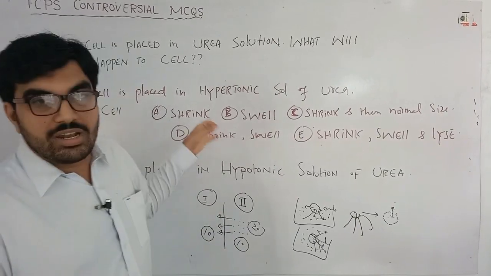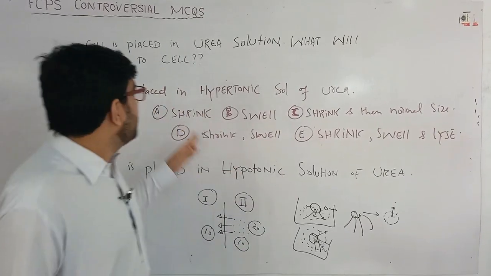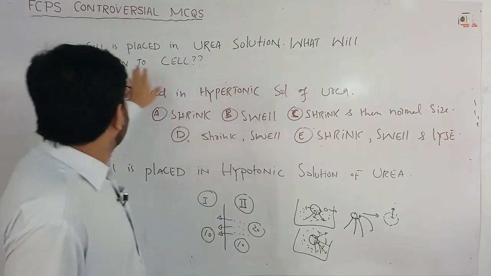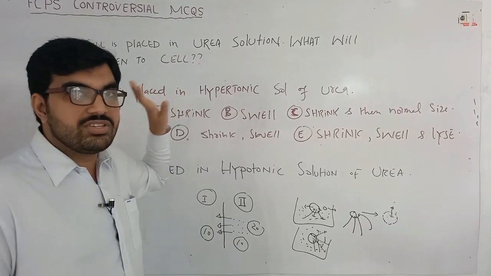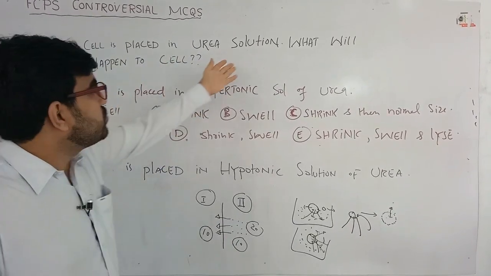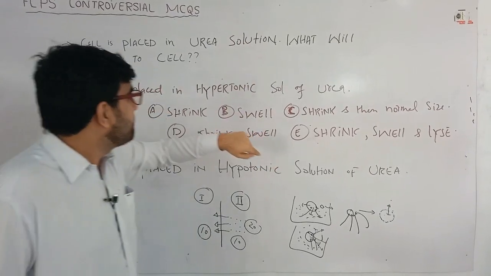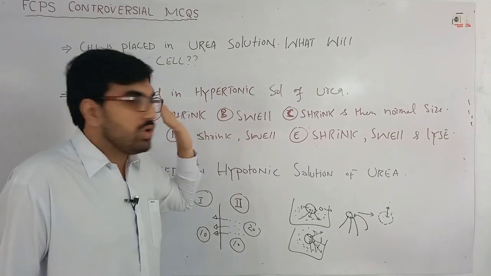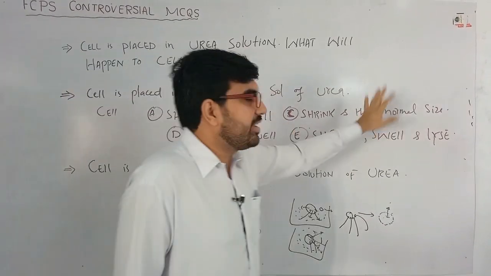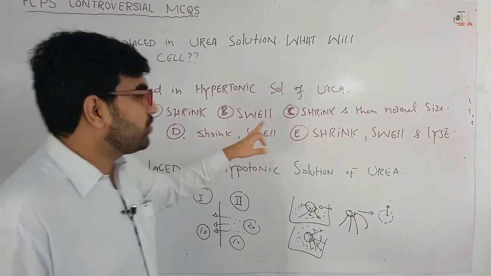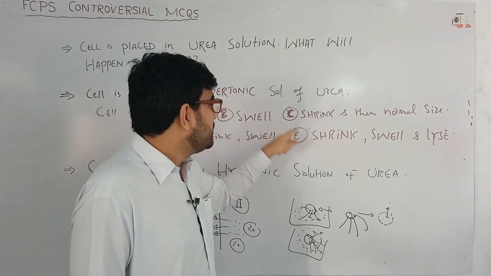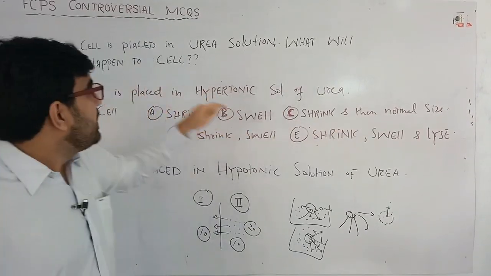So that was another MCQ regarding urea. A cell is placed in the urea solution. What will happen to the cell? The answer to this is no change, because we do not know the tonicity of the solution. If it is hypertonic, what will happen to the cell? Shrink and then normal in size. If not an option, shrink and swell. If that is also not an option, shrink, swell and lyse.